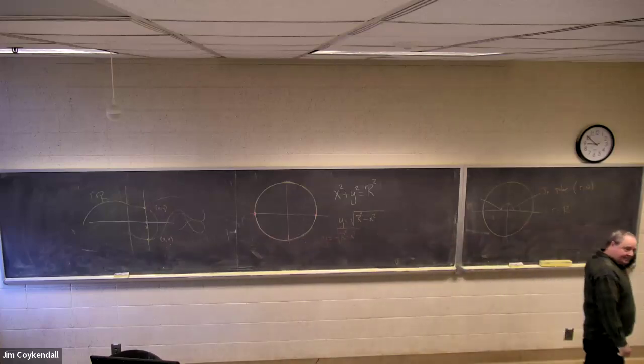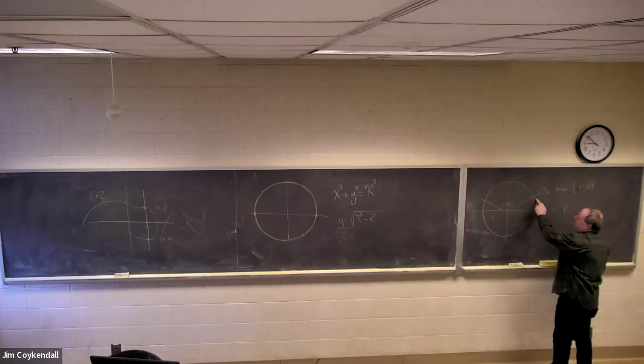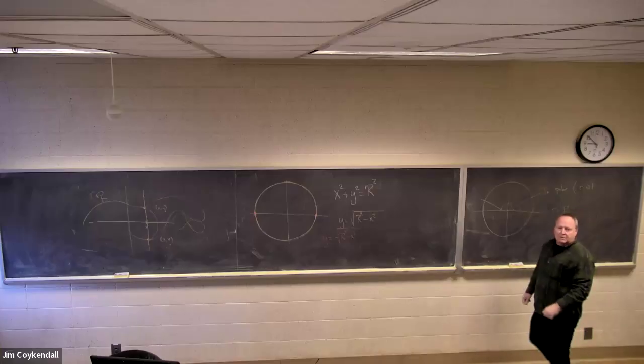Aren't you getting multiple values? Yes, you are. So it's not one-to-one, right? Because, for example, theta equal to pi over 4 gives you the value 1, and theta equal to pi over 4 plus 2 pi also gives you the value 1.